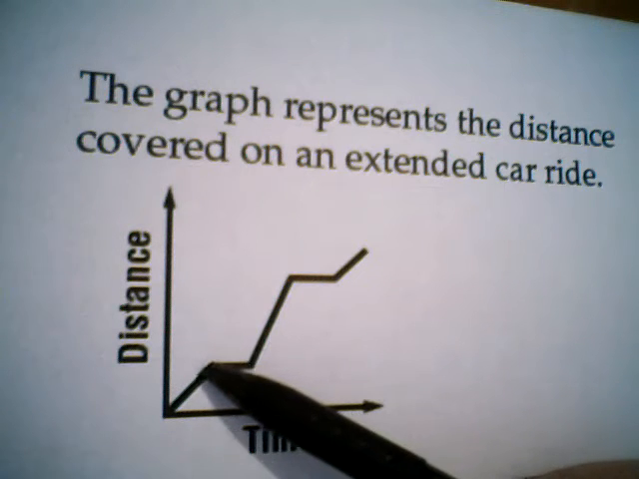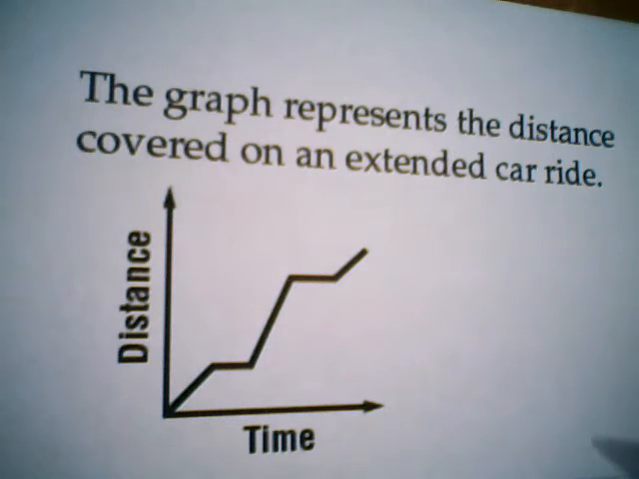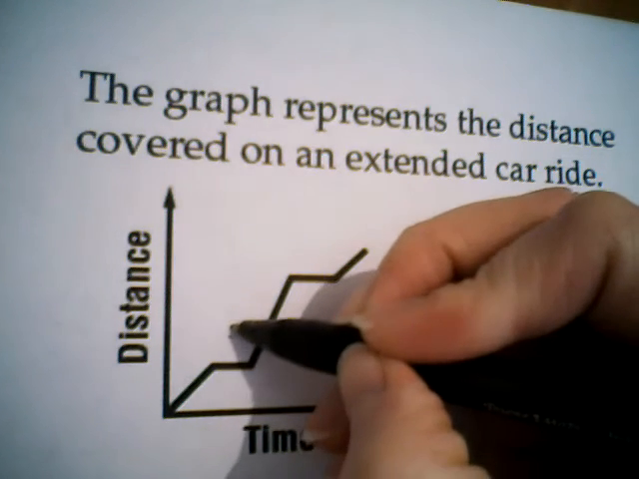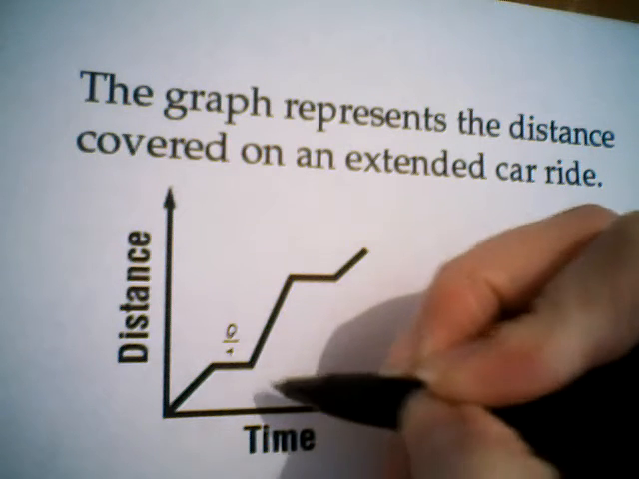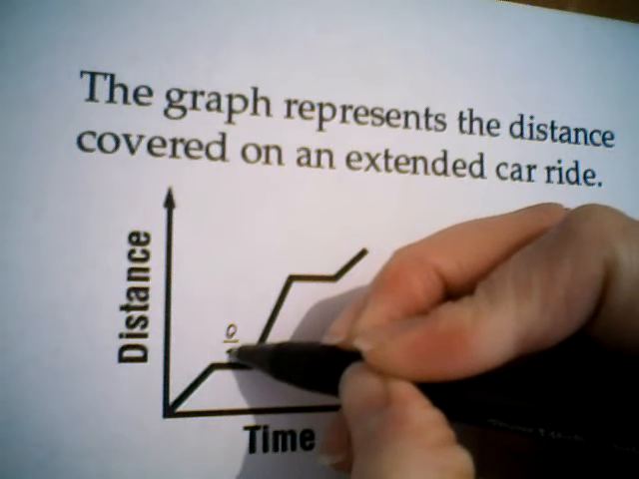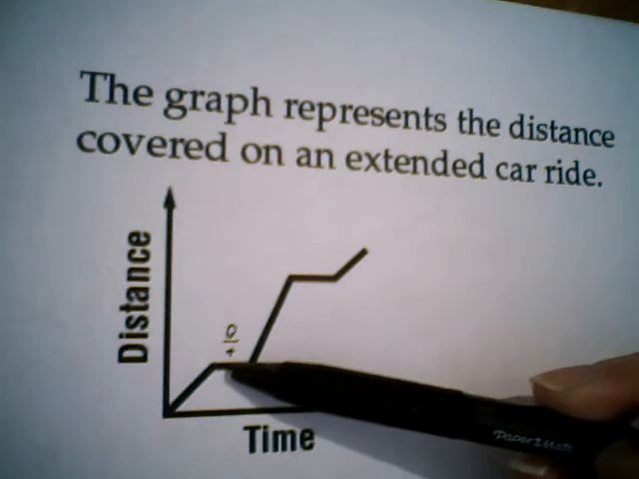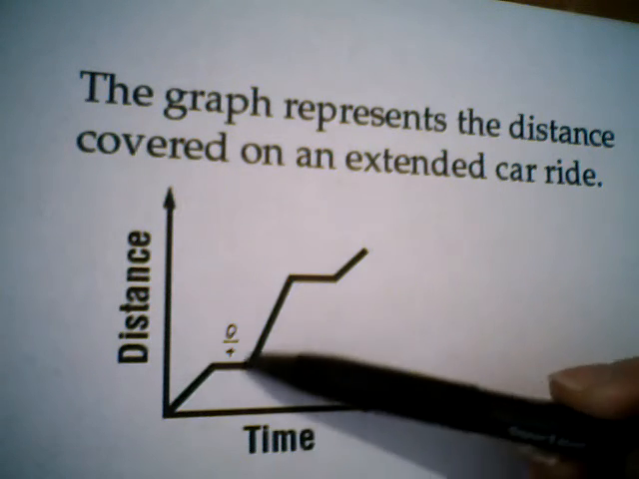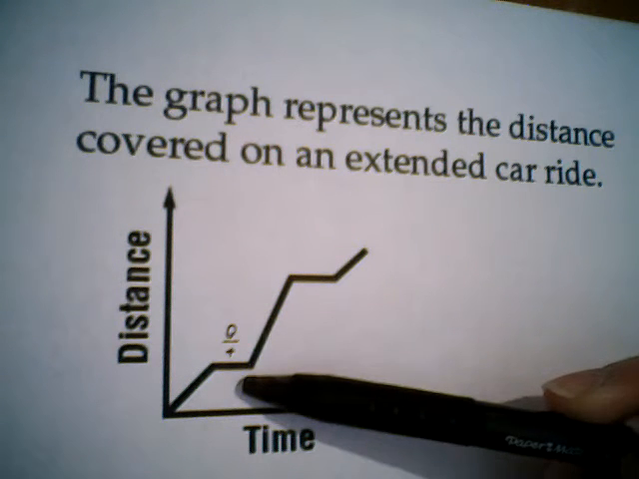Then we have this section here, the slope has changed. This is a horizontal line, so distance is not increasing anymore. Our distance is not changing, but our time is still increasing. It still goes to the right. So what we can say here, if distance does not increase, but time does, we could say we're stopped. We are stopped right here.